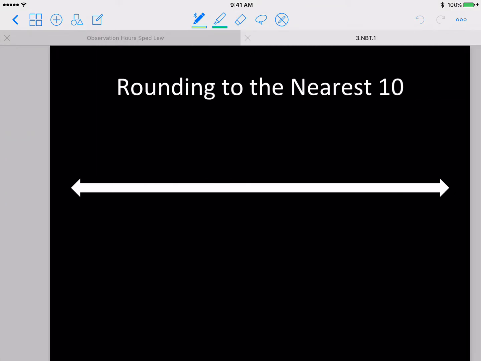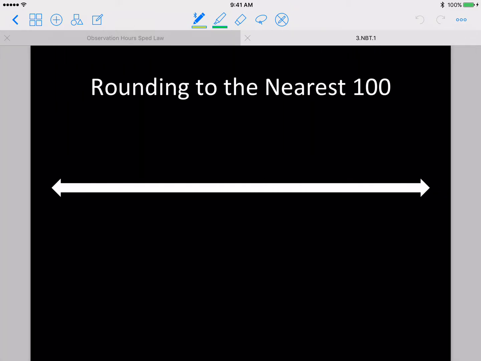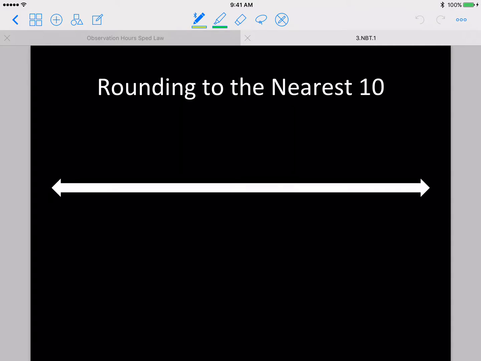Let's do another example. I'm going to round another one to the nearest 10. So let's round 73 to the nearest 10. I'm going to find my benchmarks here, so my two endpoints and my midpoint. The 10 before 73 is going to be 70. The 10 after 73 is going to be 80. What's going to be in the middle of 70 and 80? We're just going to make 5 jumps, so it's going to be 75.